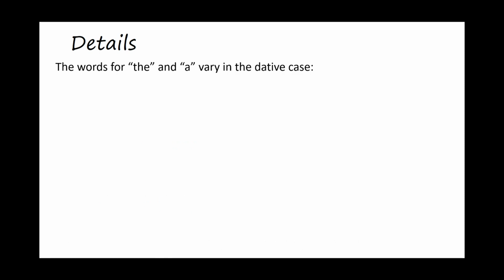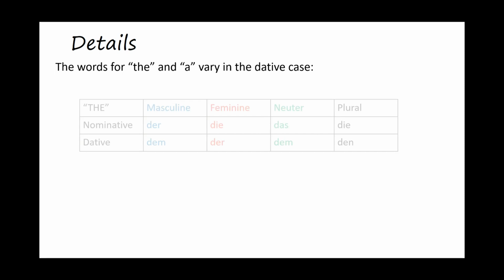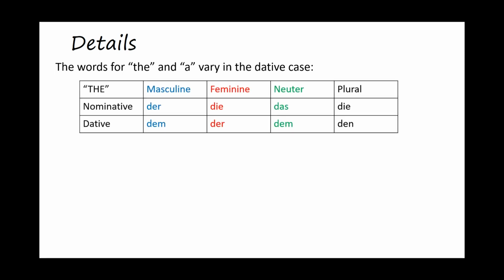So the words for the and a vary in the dative case. You will have learnt the nominative, or the basic words, for masculine, feminine and neuter for the word the, which is der, die, das, and the plural for all genders, which is die, and that's the second line on the table here. In the dative case, these words change, so they become dem for masculine, der for feminine, dem for neuter, and den for plural. And you can see there's one thing that makes this slightly easier: masculine and neuter both become dem. So there's, if you like, one fewer thing to worry about there.